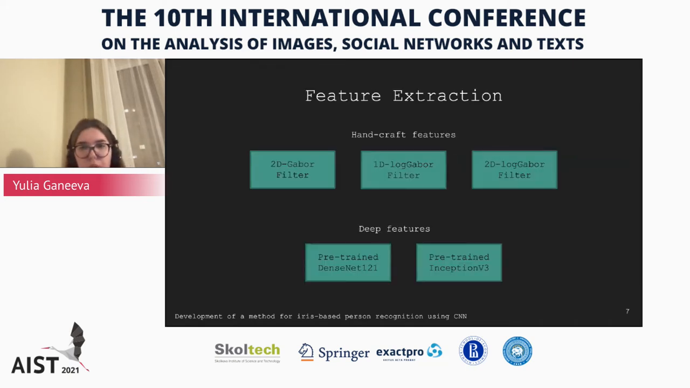In this work, we study and compare the following feature systems. The first feature system is handcrafted features, traditional filters from computer vision, such as 2D Gabor filters, 1D Gabor filters, and 2D log Gabor filters. And deep features.